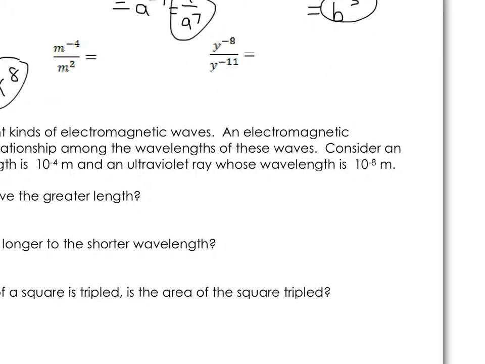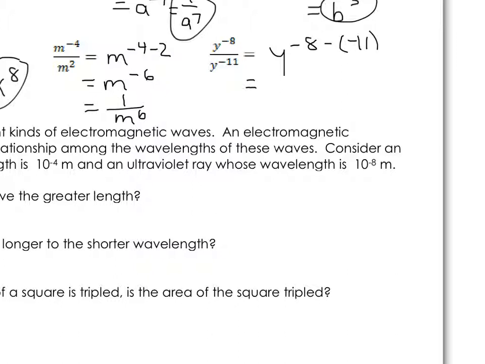M to the negative 4 times m squared. We can subtract those exponents. Negative 4 minus 2, negative 6, 1 over m to the 6th. Y to the negative 8, we can subtract minus a negative 11. Y to the negative 8 plus 11. Y to the 3rd power.